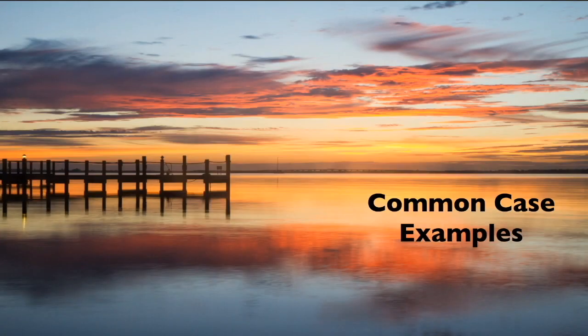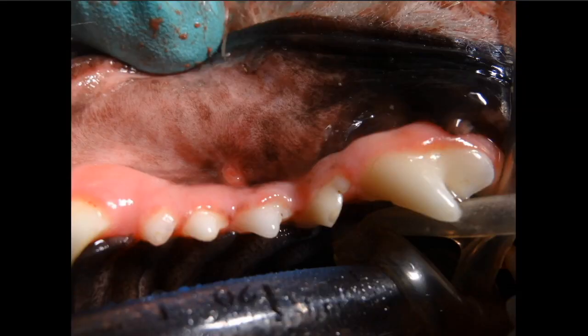So let's look at some common case examples of some other things that we might see that are common radiographically that are not necessarily periodontal in origin. So take a look at that. Look closely at that image and make a mental note or put in chat what you see there. Did you identify that little lesion? You've got some rotation on that third premolar, but the blatant thing there is that little lesion.